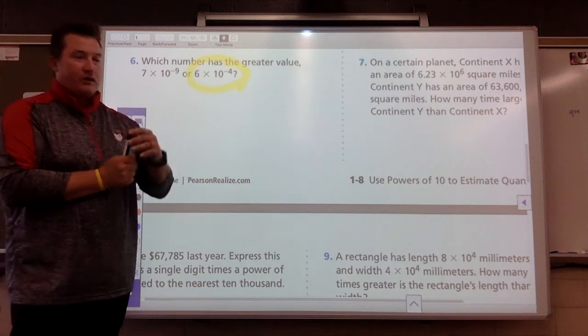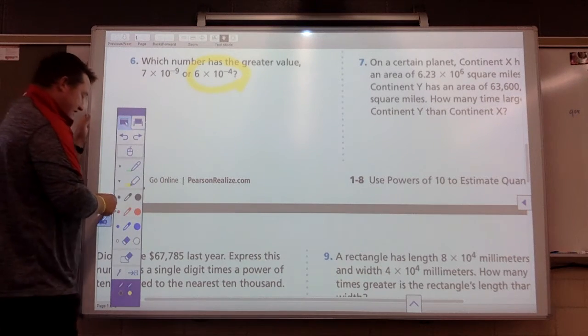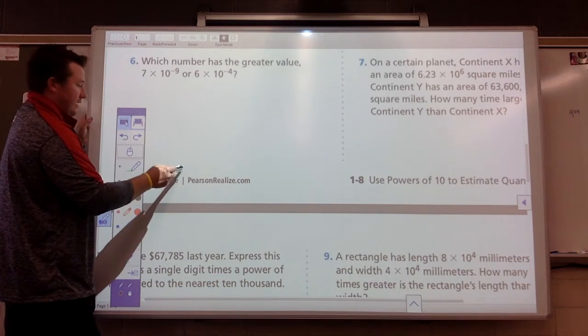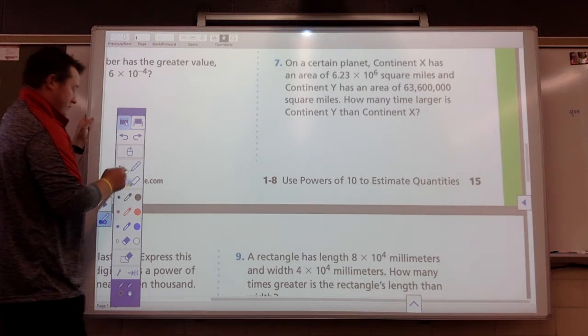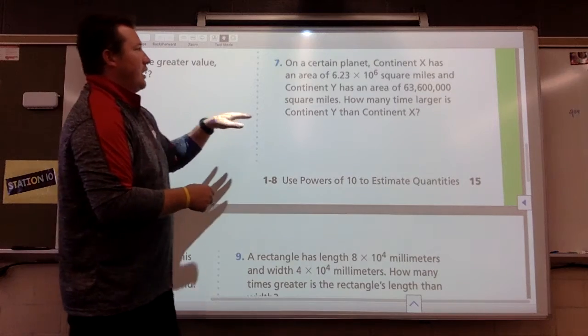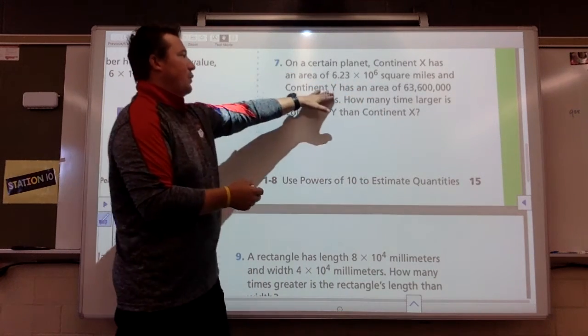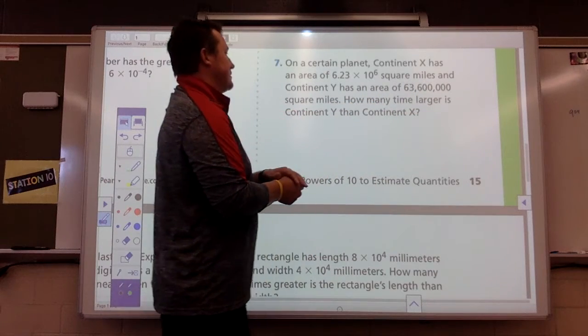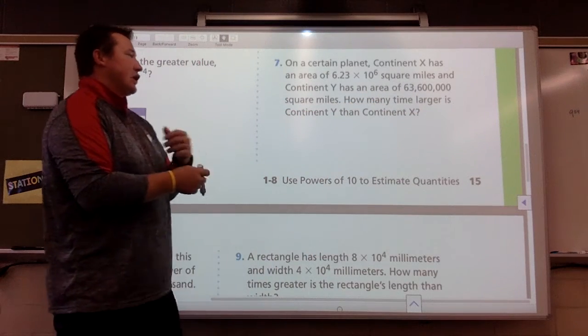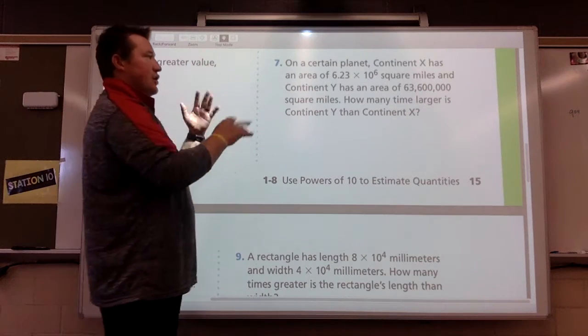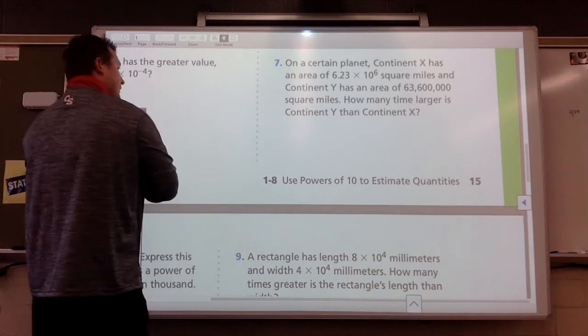Moving on, question 7. This is another one of those annoying questions. Don't like them, but we better get good at them. Move over there. Continent X has an area of this. Continent Y has an area of that. About how many times larger is Y than X? So take Y divided by X, guys. Write some numbers here for them.